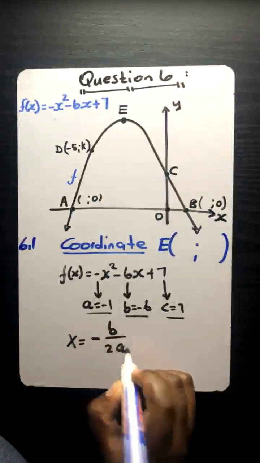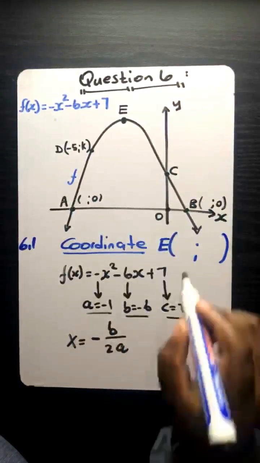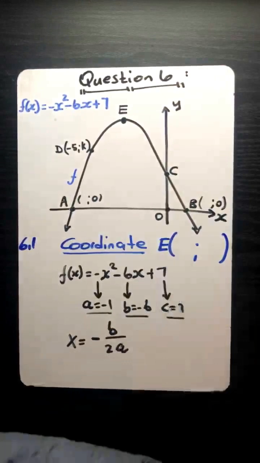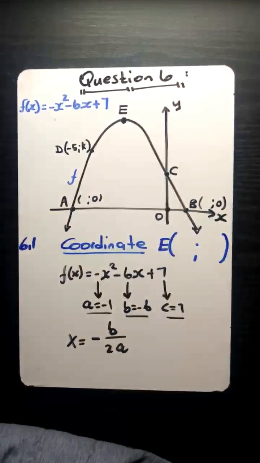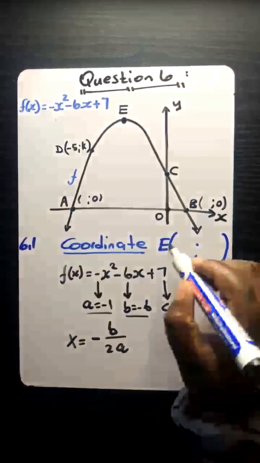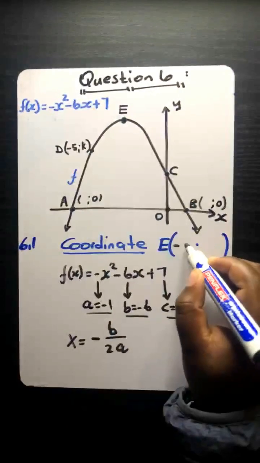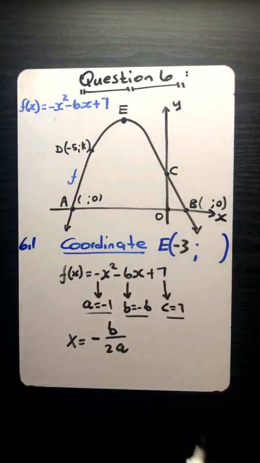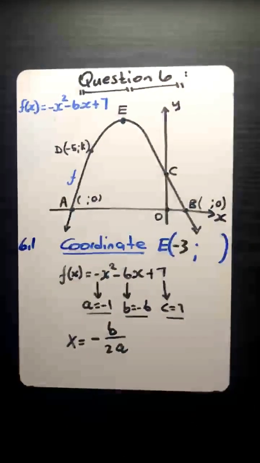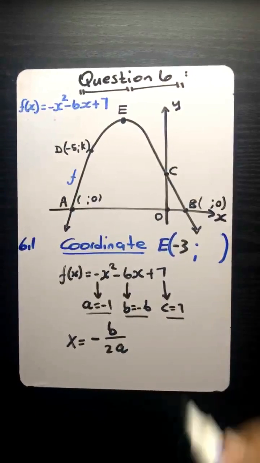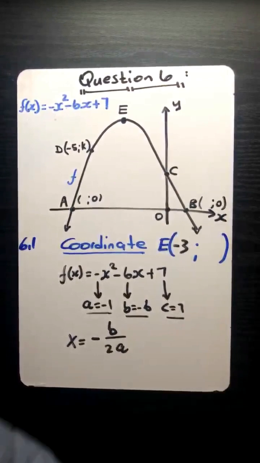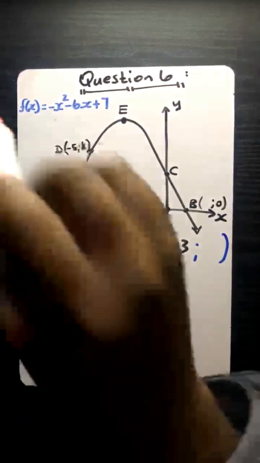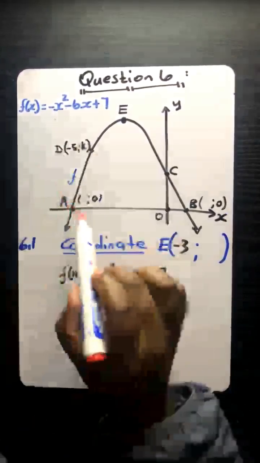What X value are you guys getting for E? Anyone who got an answer? -3. Someone is saying -3. Who's saying -3, honorable members? This one. Okay. And what about the Y value? What are you getting there? Getting 16. Let's see. -3, she's getting 16.